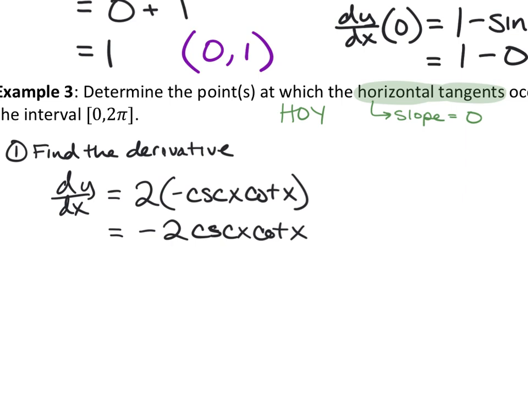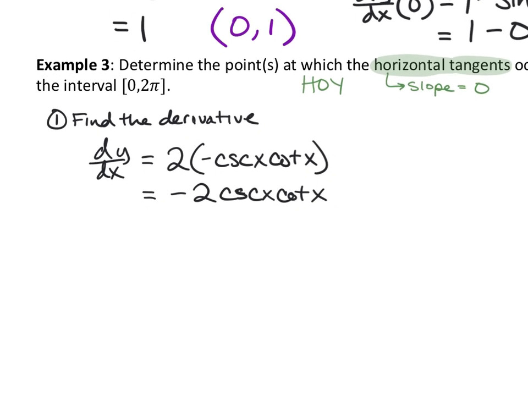So we have this equation for the derivative. Based on finding out the points of the horizontal tangents, all we want to do is solve the equation when we take the derivative and set it equal to 0 because of this horizontal tangent.